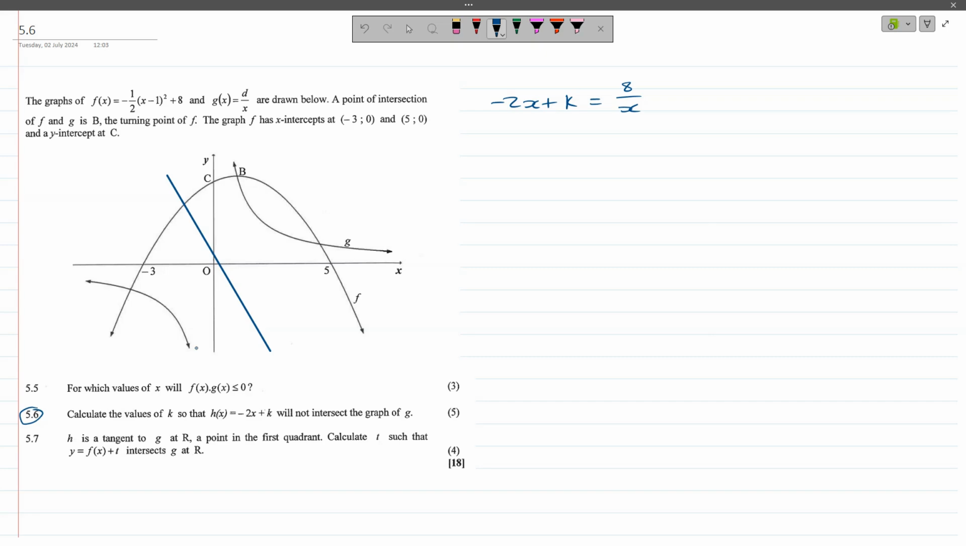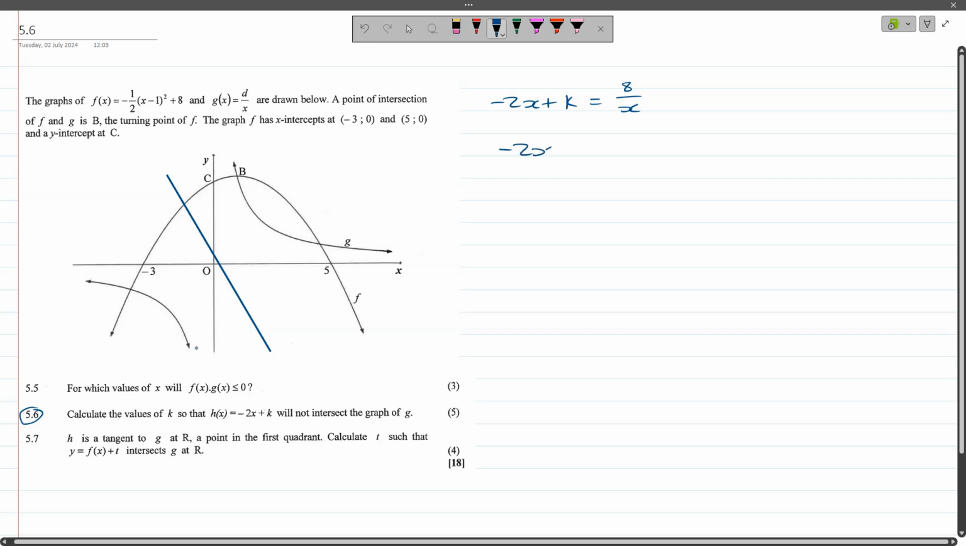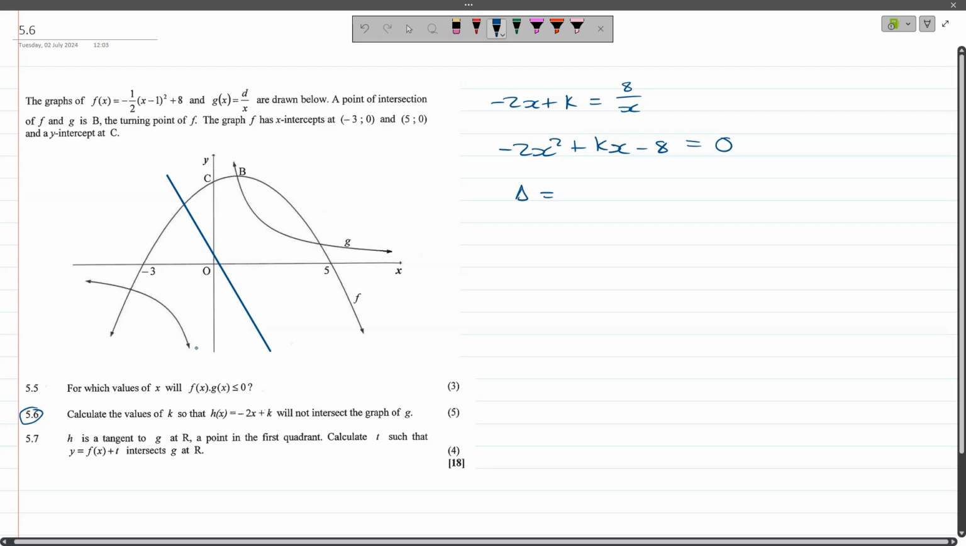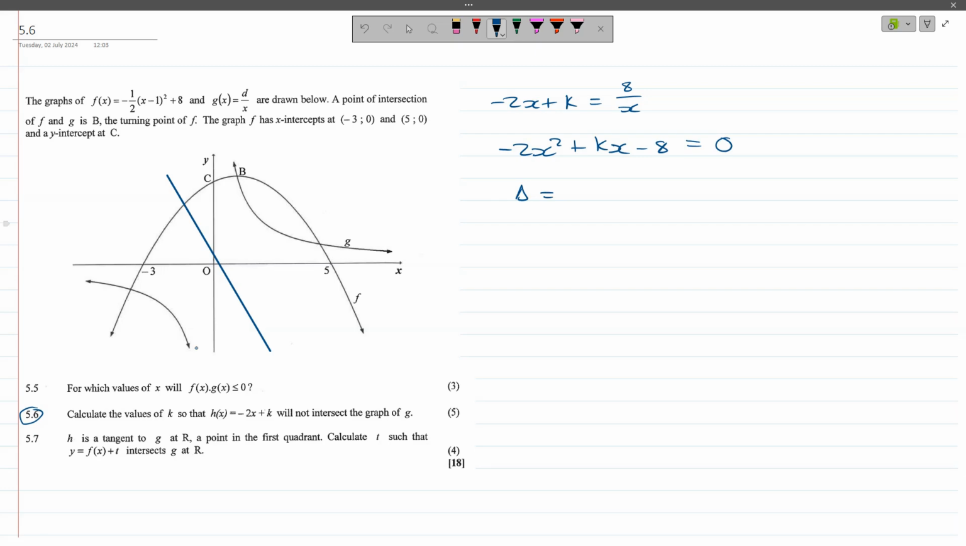If we multiply through by x, we find that we get minus 2x squared plus kx minus 8 is equal to 0. And then instead of solving it the normal way, we can solve it by using the discriminant. Now remember, the discriminant tells us the nature of the roots of an equation. So by equating these two functions and creating this new equation and finding its roots, we can find the values that it will intersect this one with.